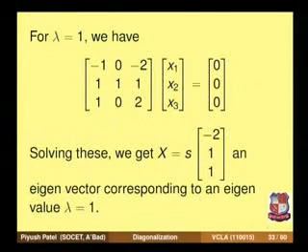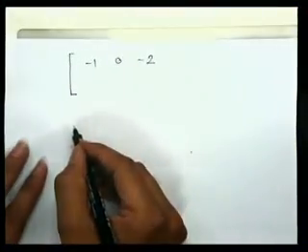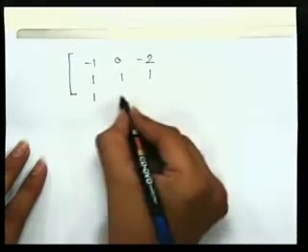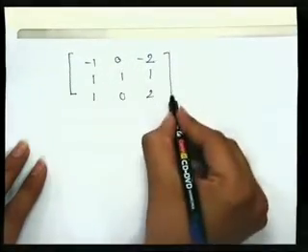Similarly, we want to calculate the eigenvector corresponding to the eigenvalue lambda is equal to 1. So here in the homogeneous system, if you put lambda is equal to 1, then you will get this matrix. The system's coefficient matrix is minus 1 0 minus 2, 0 1 1, 1 0 2. This is the coefficient matrix.